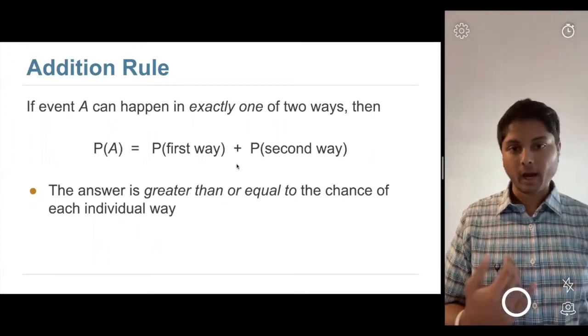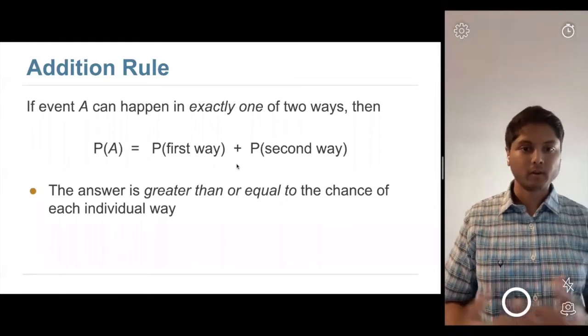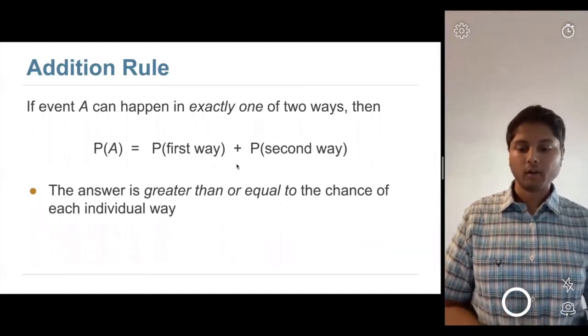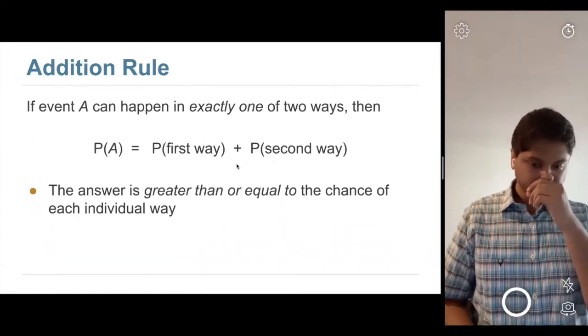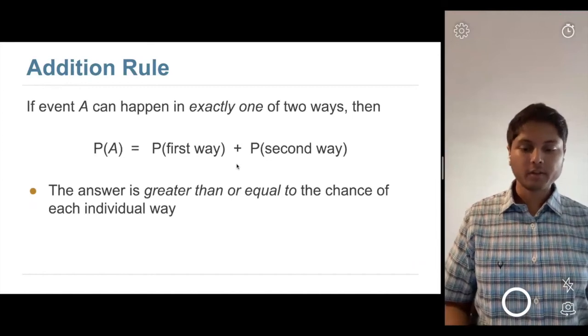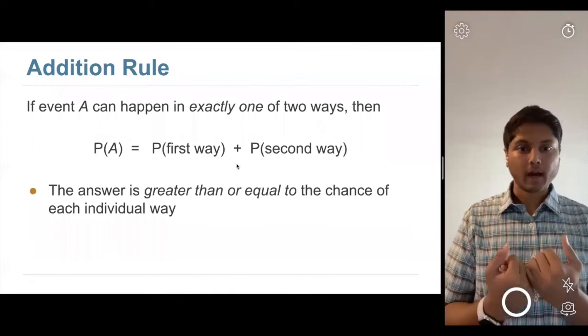And when you add 2 probabilities together, you always get something that's greater than or equal to. That's because all probabilities are greater than or equal to 0. So the probability should never go down if you're adding 2 probabilities together. But the main distinction here is that we had 2 different ways for this event to happen. That's why we're allowed to add things together.